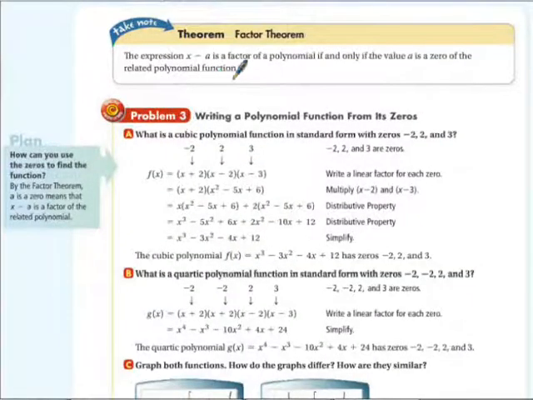The expression x minus a is a factor of a polynomial if and only if the value a is a 0 of the related polynomial function. So writing a polynomial function from its zeros. So what is a cubic polynomial function in standard form with these zeros? So now I'm giving you some zeros and having you write a function that fits that. Okay, that's all we're saying.